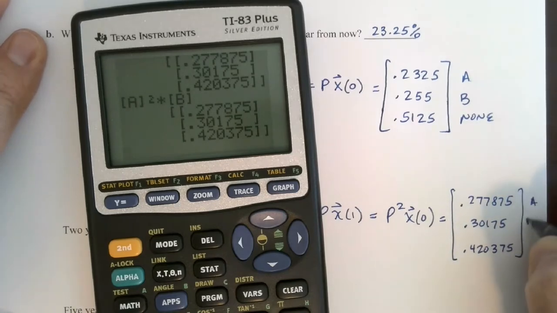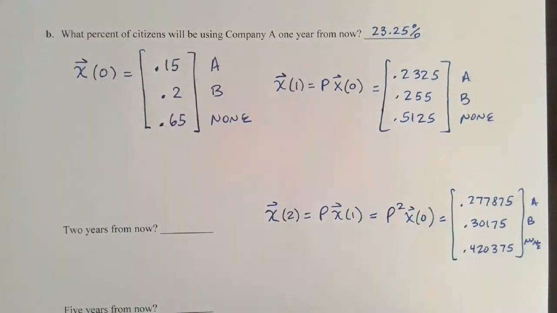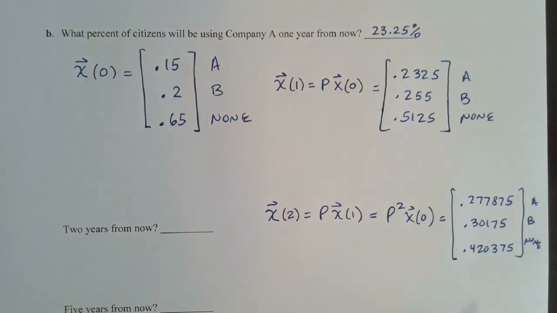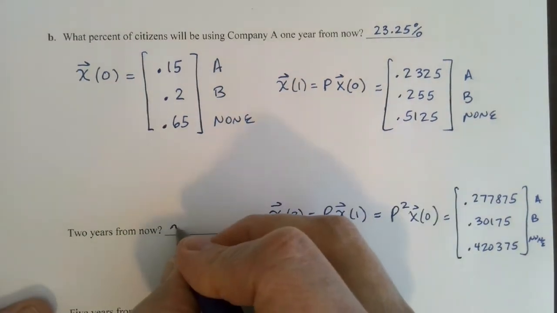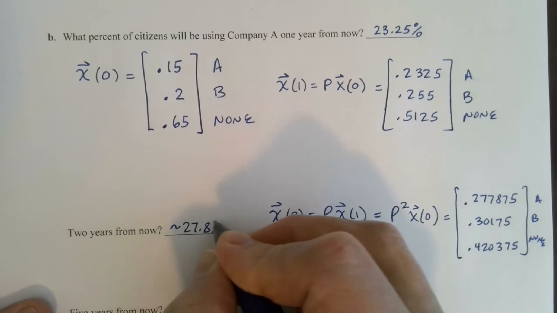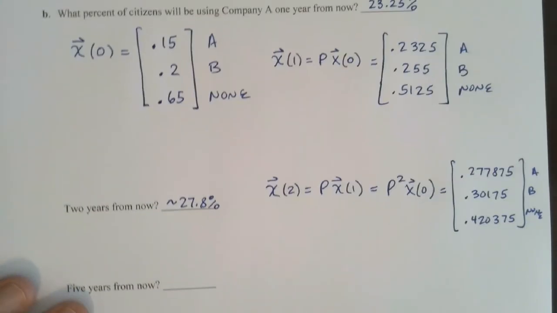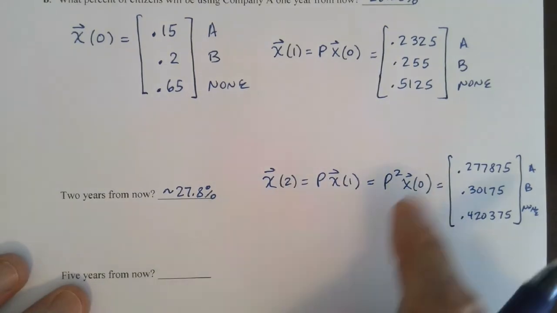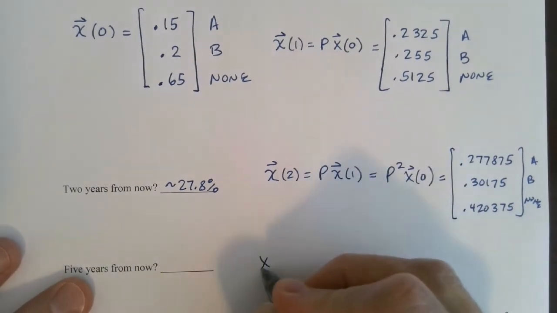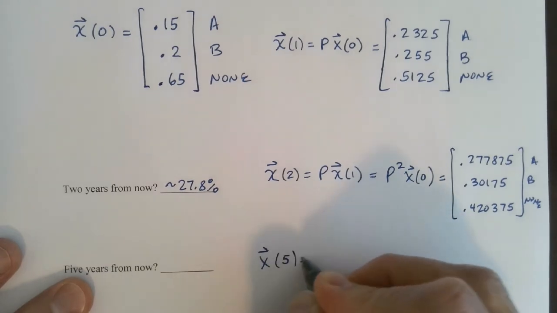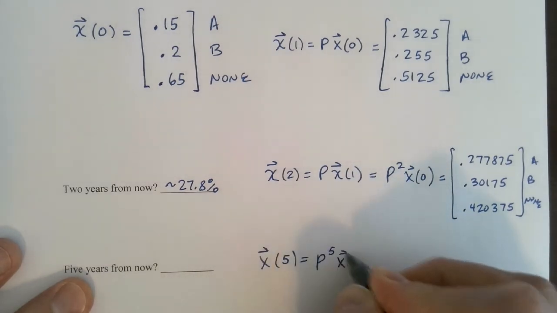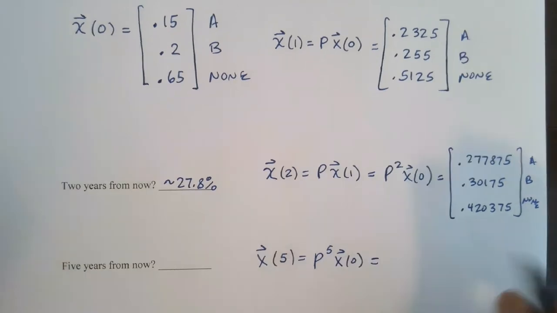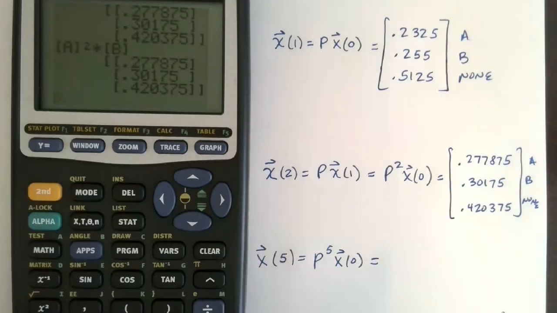And again, A, B, and none. So 2 years from now, what percentage will be using company A? We'll round that to about 27.8%. But if we go much further, 5 years or 10 years, instead of just multiplying by P repeatedly, we'll just jump right to this. So in other words, 5 years, it'll be P to the fifth times x sub 0.